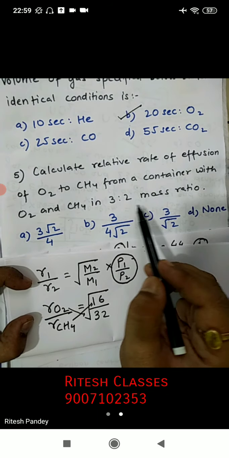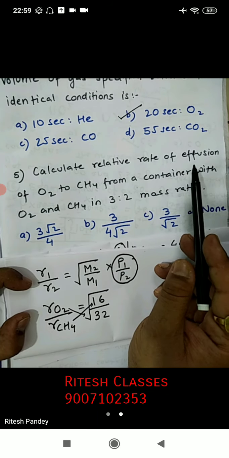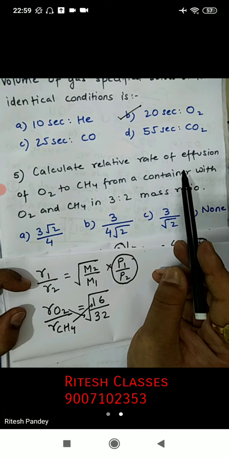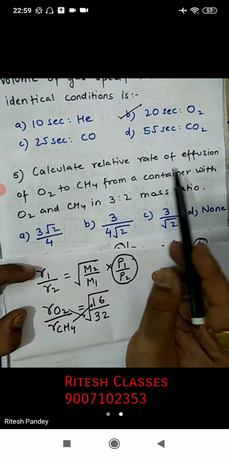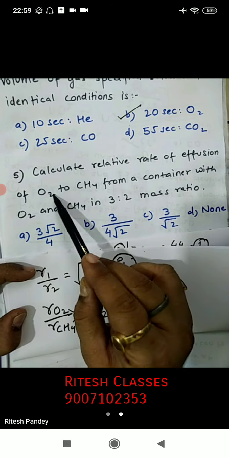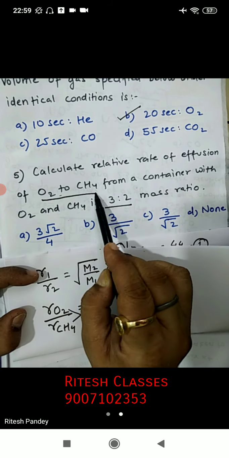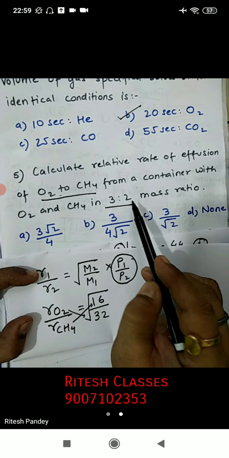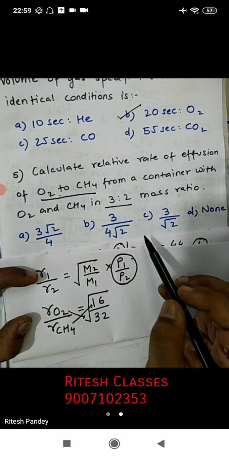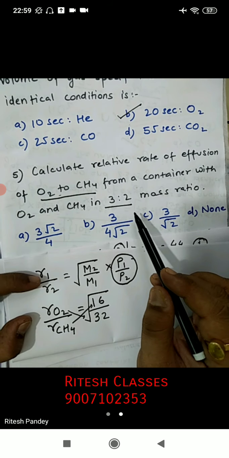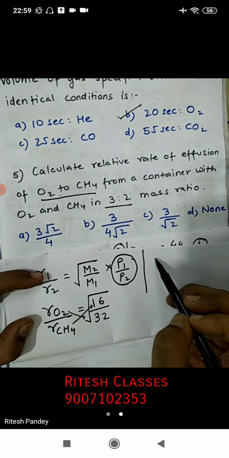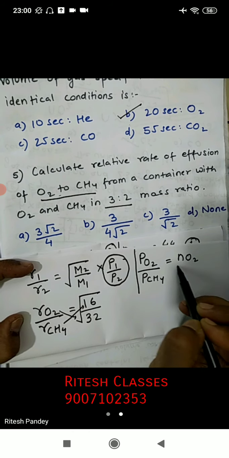Now, the two are effusing. Effusing means it's going out, exiting, moving out from a molecular mixture. These two are together in the mass ratio 3:2. It's a mixture of oxygen and methane. If the mass ratio is 3:2, naturally, the number of moles will be different and partial pressures will be different. Let's also understand that if I have to write O2 here and methane here, then partial pressures are proportional to the number of moles. So this will be proportional to n O2 upon n methane.